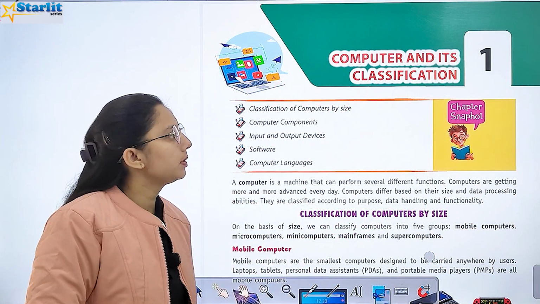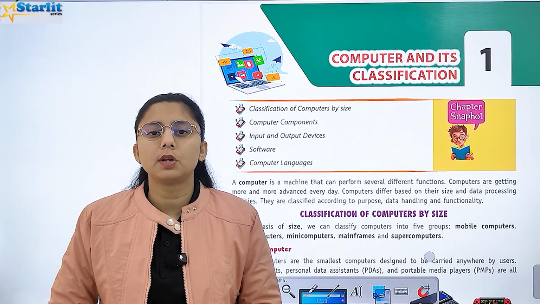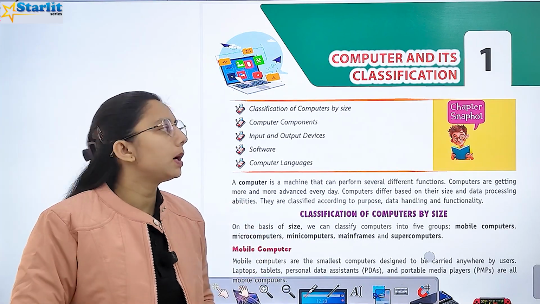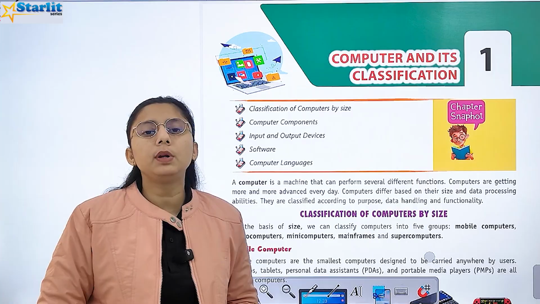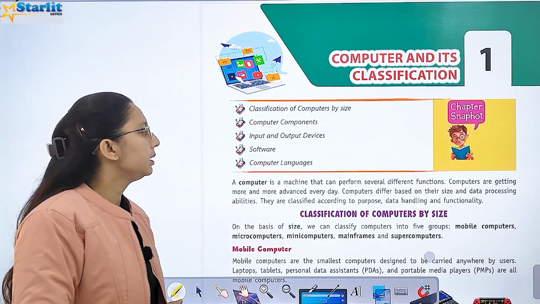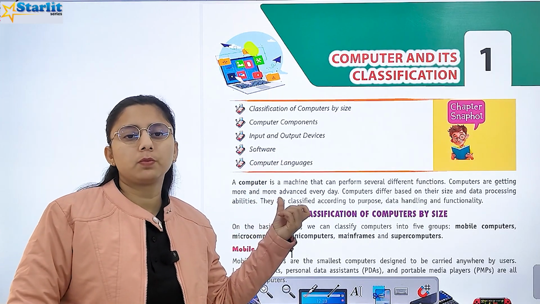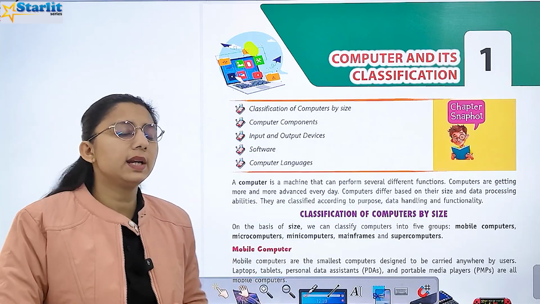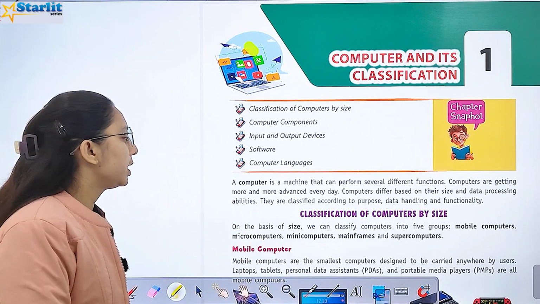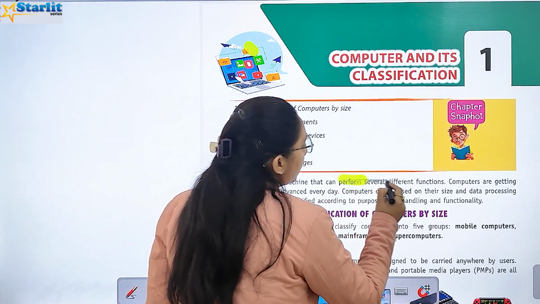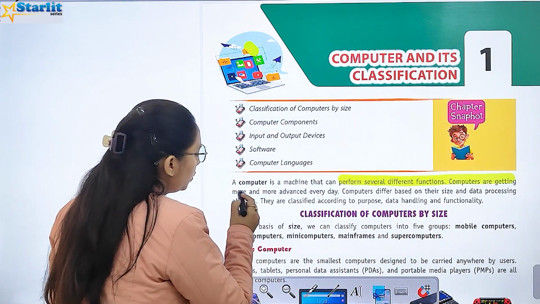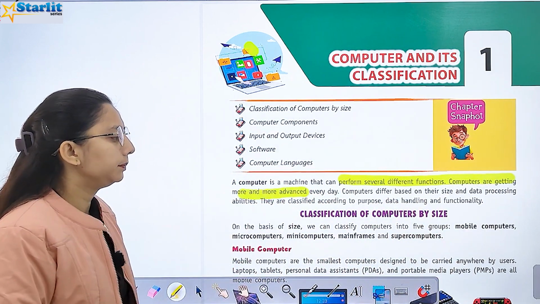Start with chapter number one: computer and its classification. In this chapter, I will tell you about the different classification of computers by their size, then the different computer components, input and output devices, software and computer languages. So what is a computer? It is a machine that can perform several different functions. Computers are getting more and more advanced every day.